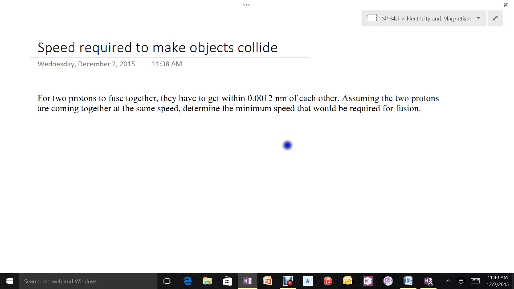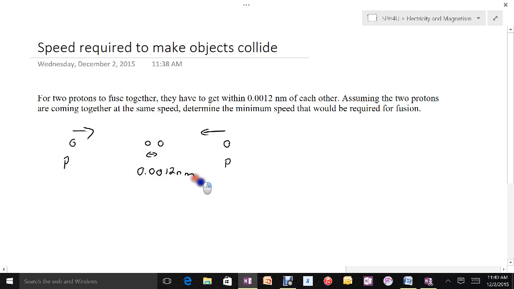Anyways, assuming that we have two protons that are flying at each other, determine the minimum speed that we would need to get them that close together. So here's a proton, here's a proton, we're shooting them at each other. We're trying to get them within 0.0012 nanometers of each other. Again, that's just some made-up number. It doesn't really have anything to do with the fusion process.